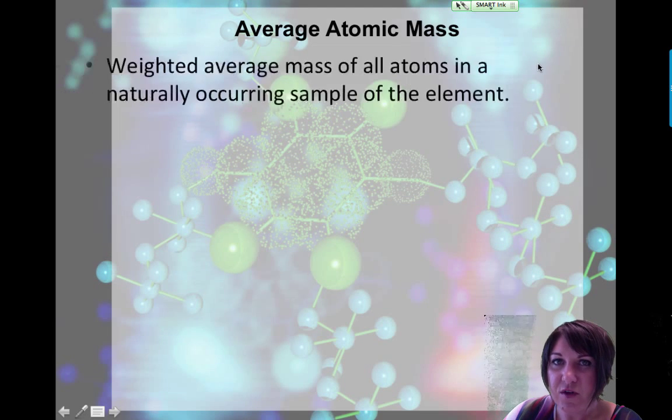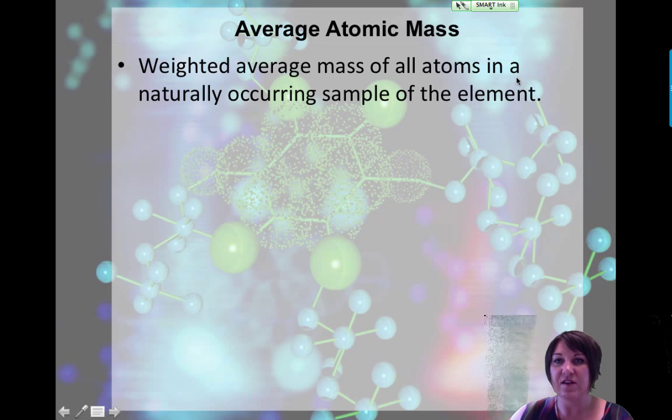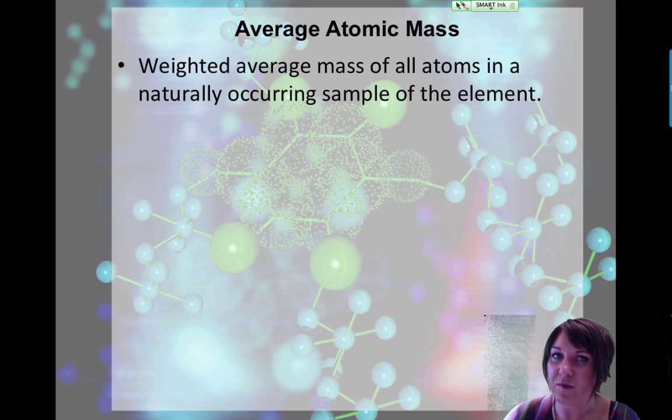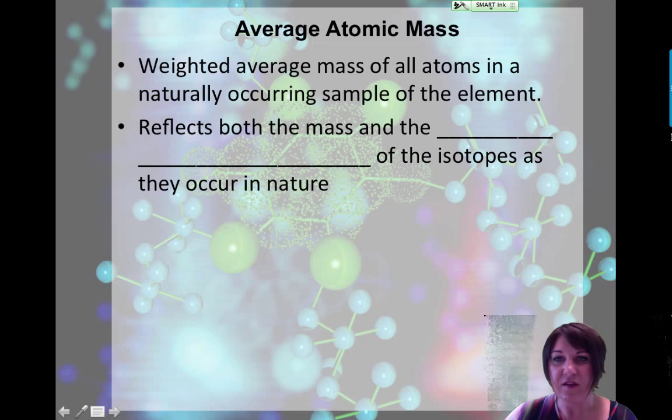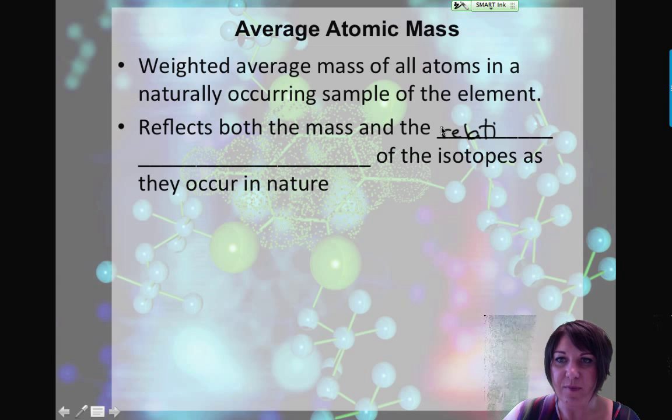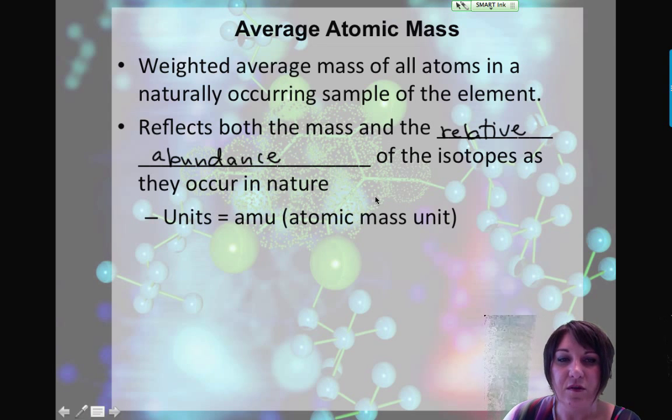So to measure average atomic mass, we have to consider that not all isotopes are average. Not all atoms fit the average weight. So we have to take a weighted average. In other words, we consider not just the mass, but also the relative abundance of the isotopes as they occur in nature. The units that we use are called AMUs, which is short for atomic mass unit.